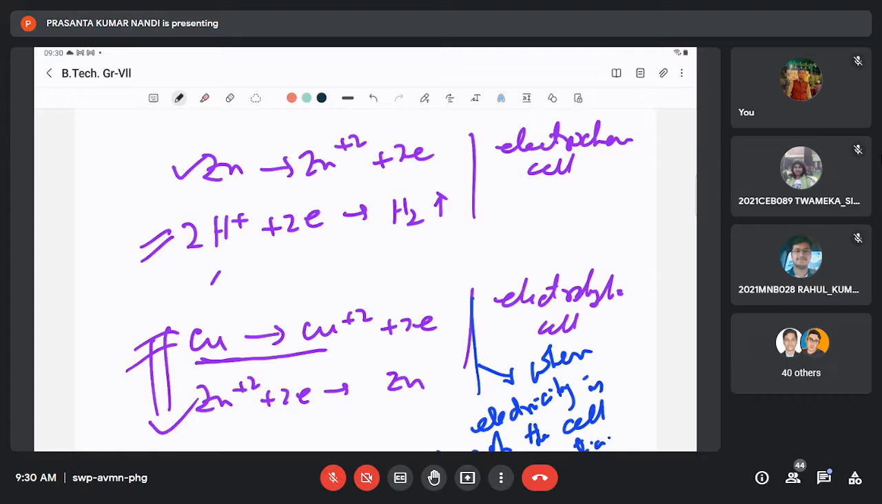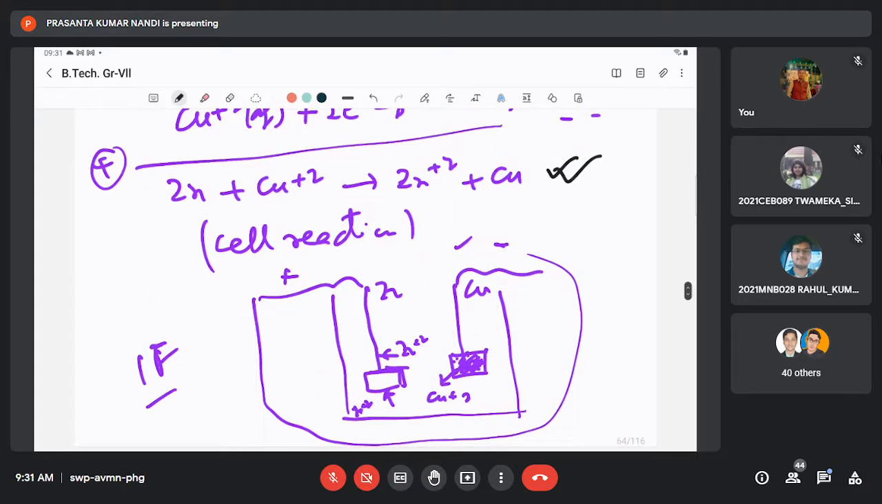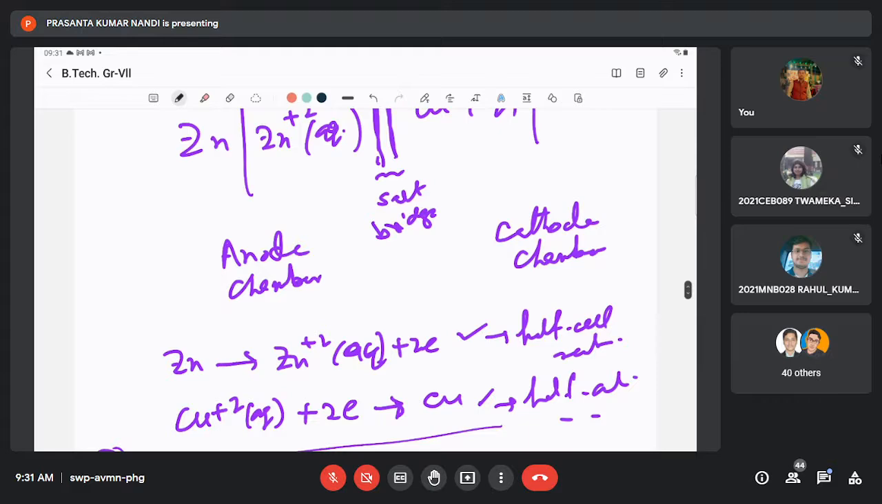And so you see these two reactions are different, right? So that's why the concentration of the solution will change, right? That is, the concentration of H2SO4 will decrease, and at the same time the concentration of copper sulfate in the solution will increase when current is passed through in the reverse direction. Okay, so this is the example of reversible and irreversible cells.